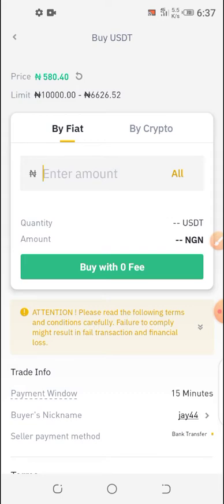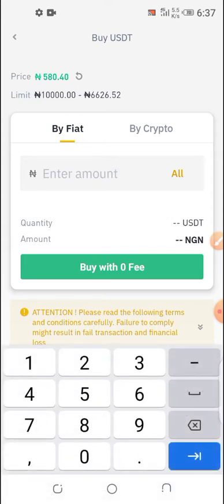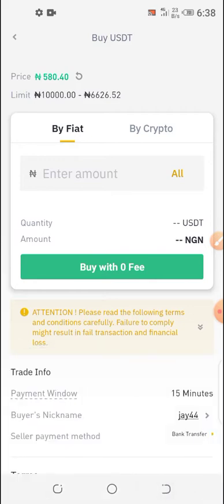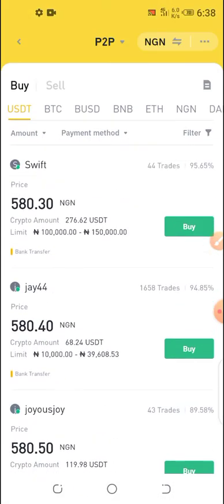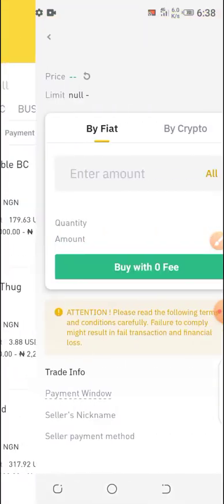So what you do, you enter the amount you want to buy. If it's 15,000, for example, you can see it has told you what the maximum quantity is. The minimum quantity is 10,000, and the maximum is 5,000. So there's apparently a problem with this guy's advert. So let's just go back to any of these other ones, because we are not actually buying now.